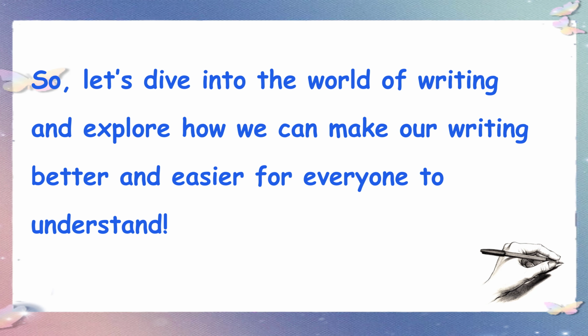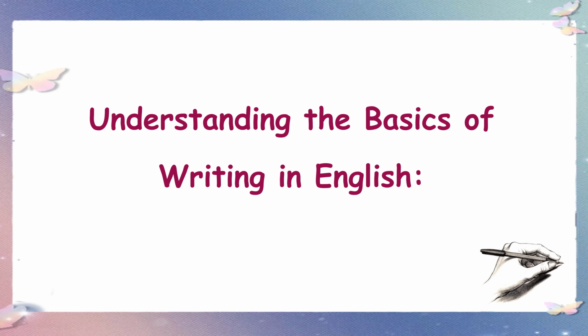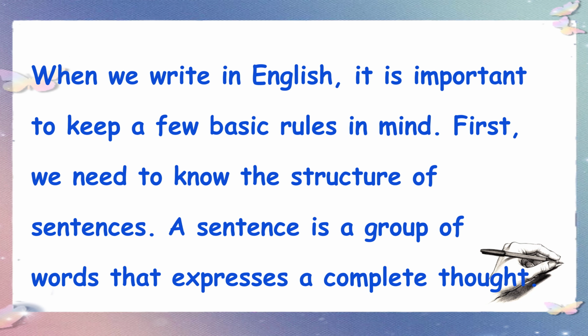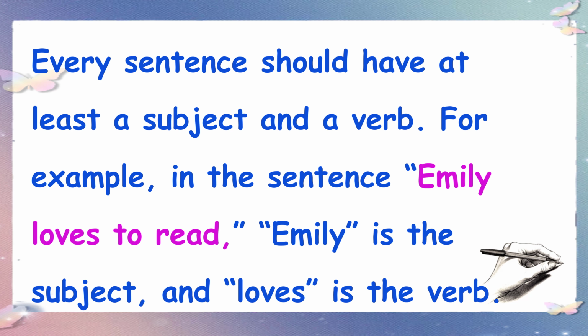So, let's dive into the world of writing and explore how we can make our writing better and easier for everyone to understand. Understanding the basics of writing in English. When we write in English, it is important to keep a few basic rules in mind. First, we need to know the structure of sentences. A sentence is a group of words that expresses a complete thought. Every sentence should have at least a subject and a verb. For example, in the sentence Emily loves to read, Emily is the subject and loves is the verb.